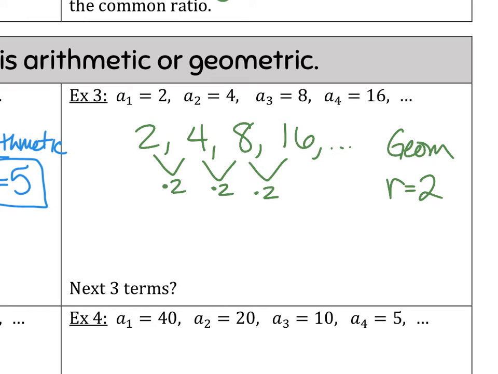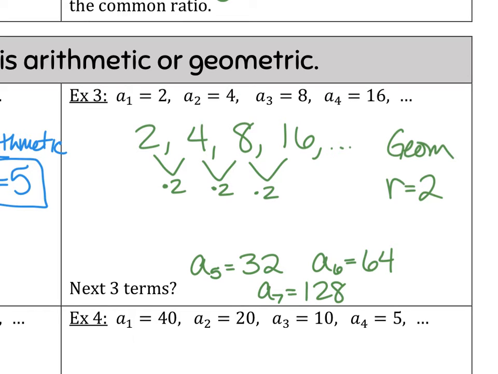Now, how would I find the next terms in this sequence? Times 2. What times 2? 16 times 2. So we take the last number in the sequence and we multiply it by the common ratio. So the next term in the sequence, a sub 5, would be 32, 16 times 2. And then the next one, 64. How'd you get 64? 32 times 2. And a sub 7? 128. That's 64 times 2. So you're just using the pattern over and over again. Really not a big deal, right?